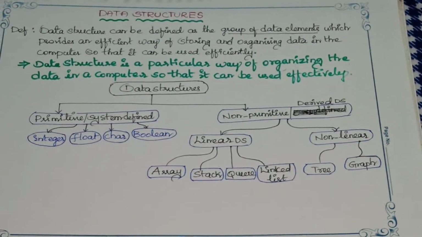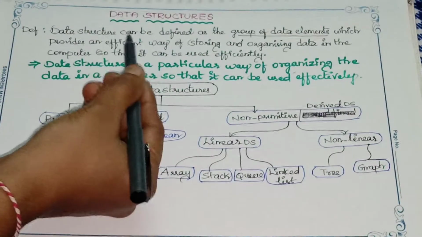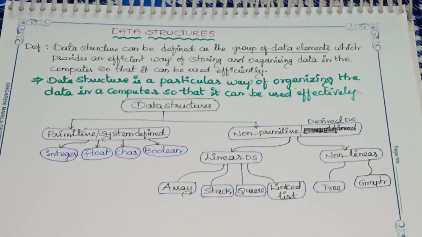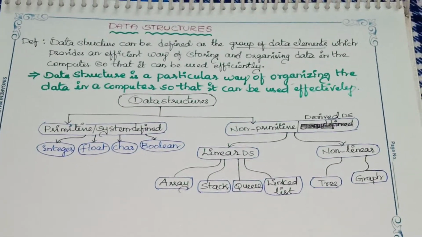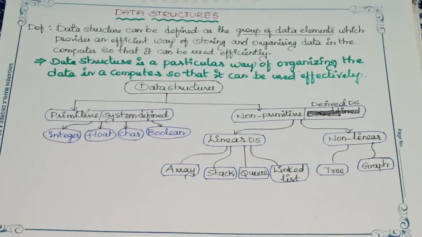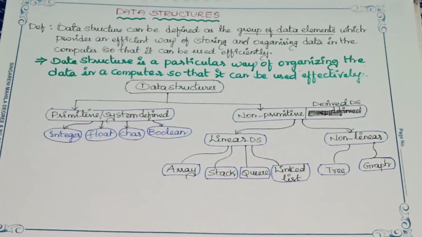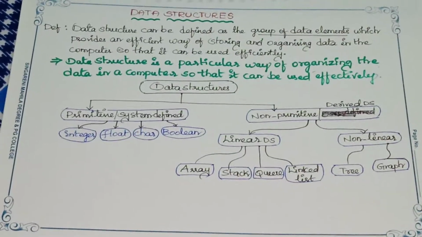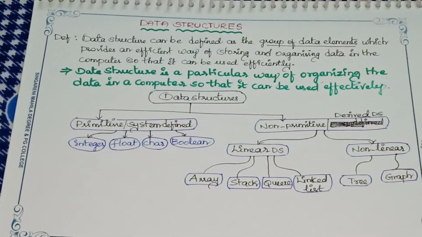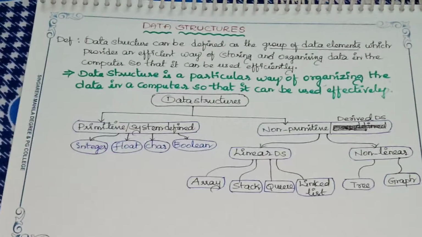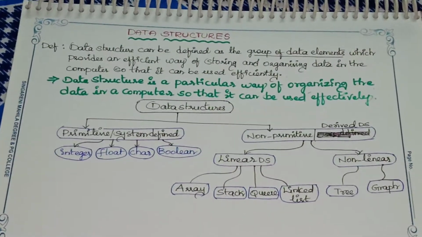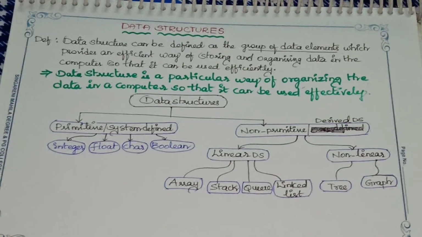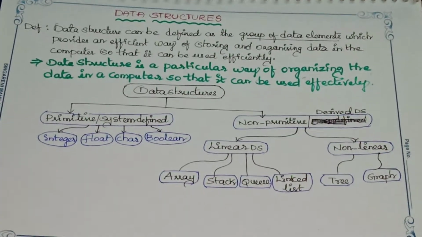The definition of a data structure can be defined as a group of data elements which provides an efficient way of storing and organizing data in the computer so that it can be used efficiently. In the name only, we have that data structures is nothing but structuring the data. Already we know about the data. Data is a raw collection of facts about people, places, things, events or concepts.